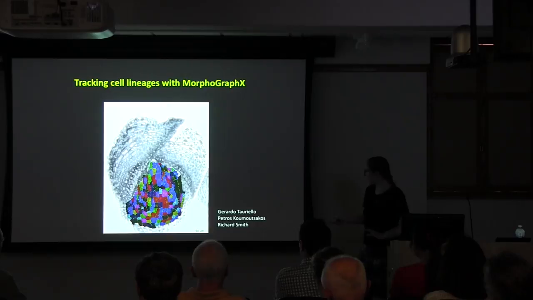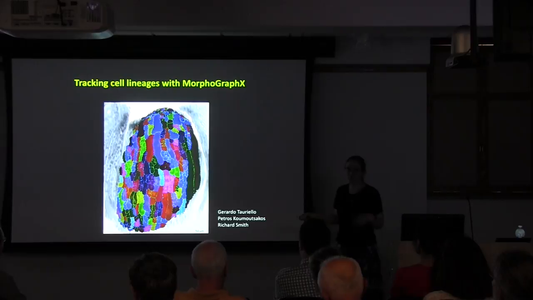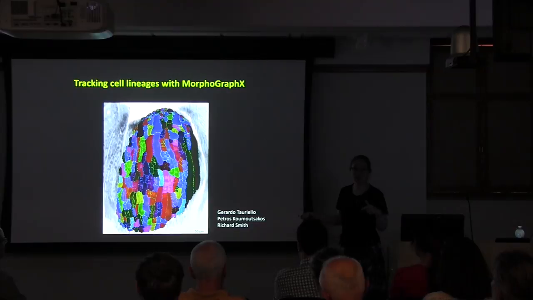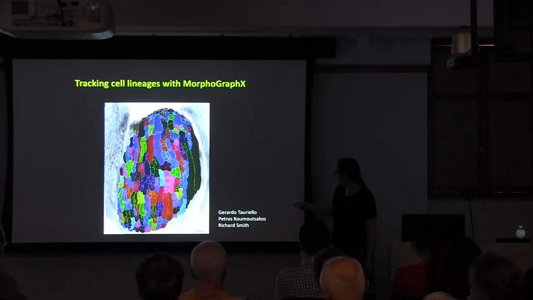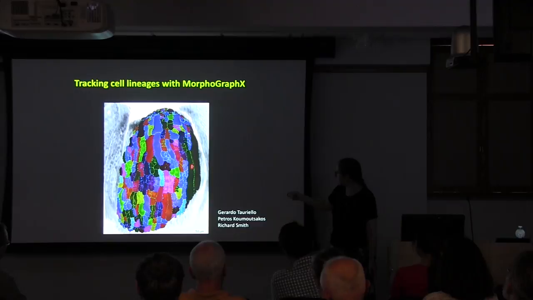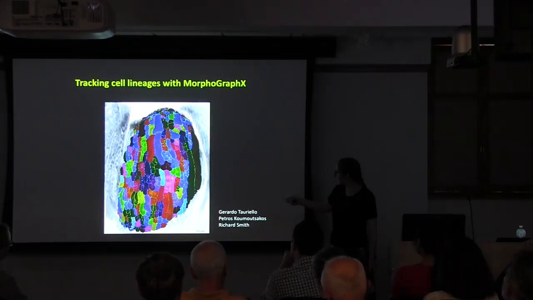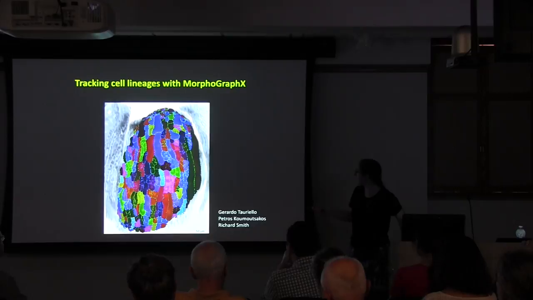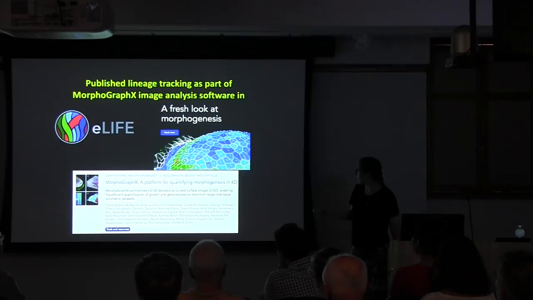And in collaboration with Gerardo Tariello and Petros Komozakos, we developed a method for tracking the cell lineages, so tracking each cell and all of its descendants. We've colored each cell and its descendants by the same color. And you can see here that this giant cell that formed never underwent any divisions. It's all one cell. And this purple patch here went through a lot of divisions, so there's many cells. We incorporated this into the MorphoGraphX software package that Richard Smith developed. And this has been published in eLife as part of the MorphoGraphX software package.